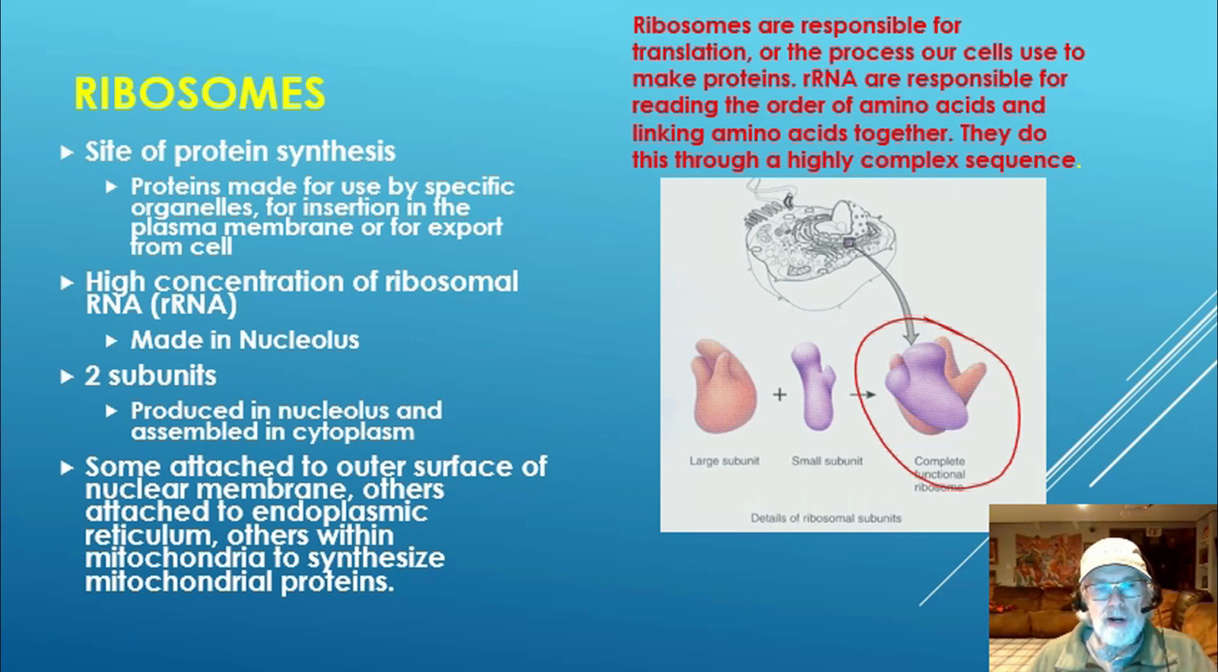What they have is a high concentration of what we call ribosomal RNA. And what this ribosomal RNA is all about, and we'll talk a lot more about it when we talk about DNA replication and the function of DNA, is that they're responsible for reading the order of amino acids. Now, we mentioned this before. What's a protein? A protein is what's called a polypeptide, and polypeptide means many peptides, and peptides are made up of amino acids.